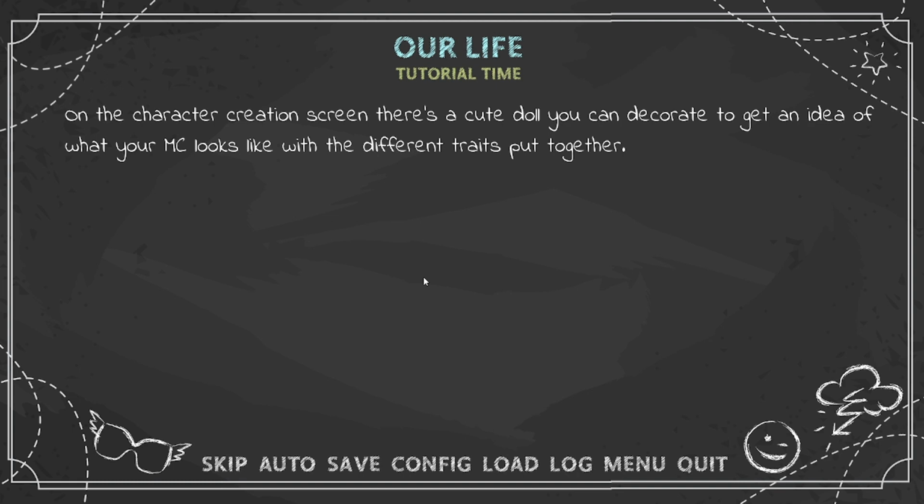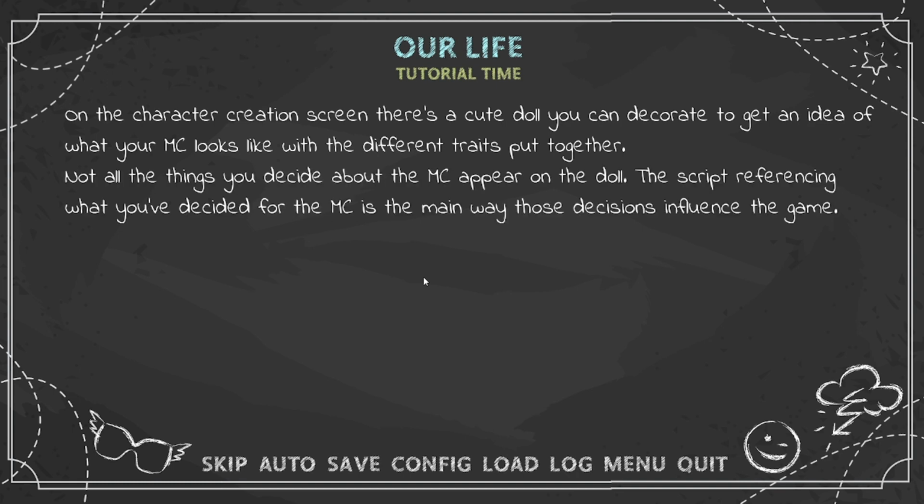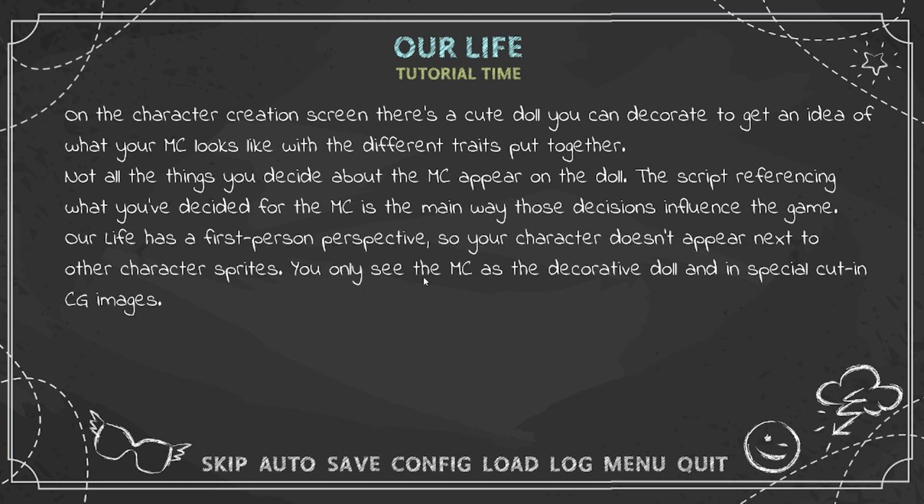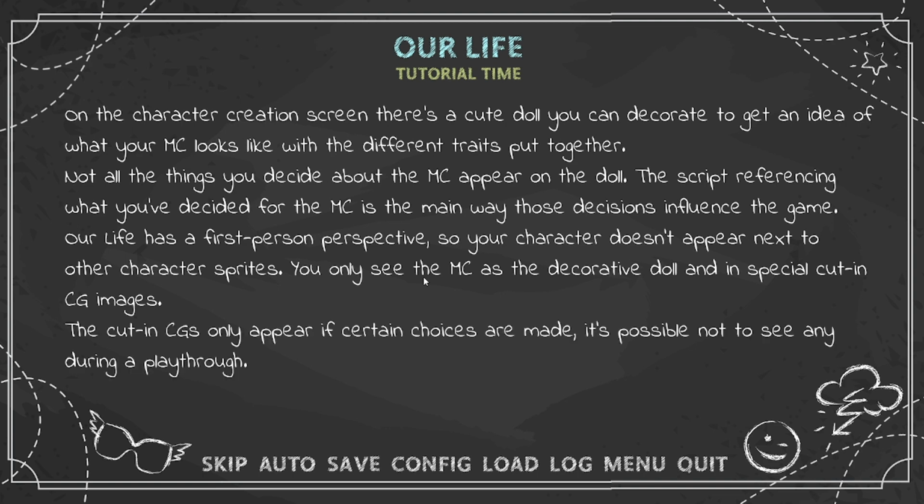On the character creation sheet, there's a cute doll you can decorate to get an idea of what your main character looks like, with the different traits put together. Not all the things you decide about the MC appear on the doll. The script referencing what you've decided for the MC is the main way that those decisions influence the game. Our Life has a first-person perspective, so your character doesn't really appear next to other character sprites. You only see the MC as a decorative doll and in special cut-in CG images. Cut-in CGs only appear if certain choices are made. It's possible not to see any during a playthrough.